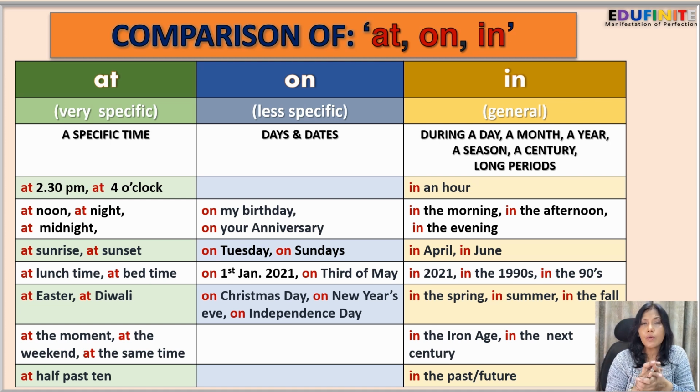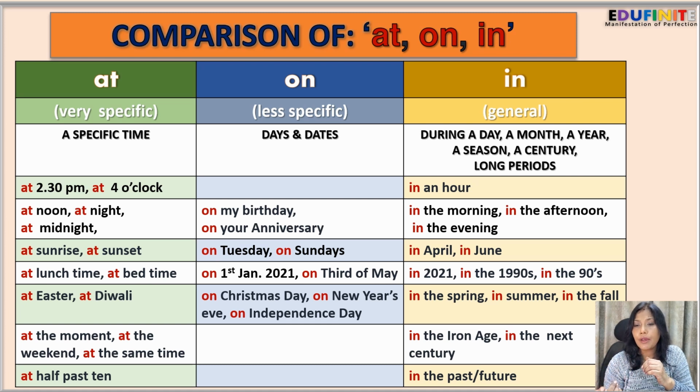Next, we use at to talk about the holidays without the day, with the preposition of time, at Easter, at Diwali, that way. But if we have a day attached to it, then we have to use on. For example, on Christmas Day, on New Year's Eve, or on Independence Day. So whenever day is attached, we use on, and when it is without the day, we use at.